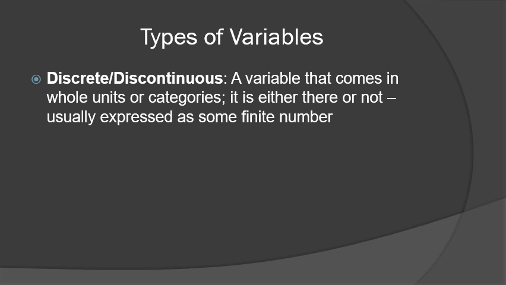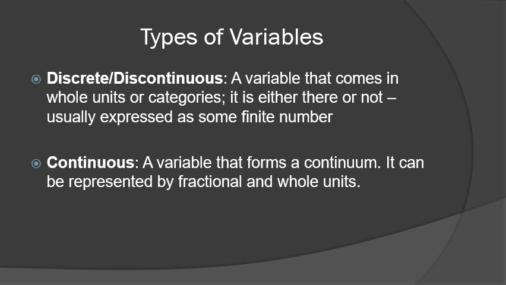As I said, we're going to look at a couple different things for variables. Next thing we're going to look at is when we split it up into discrete or discontinuous and continuous. So a discrete variable is a variable that comes in whole units or categories. Typically it's either there or not, usually expressed as a whole number. Not always as a whole number, but the big thing with discrete or discontinuous is that it doesn't have an infinite amount between any 2 points.